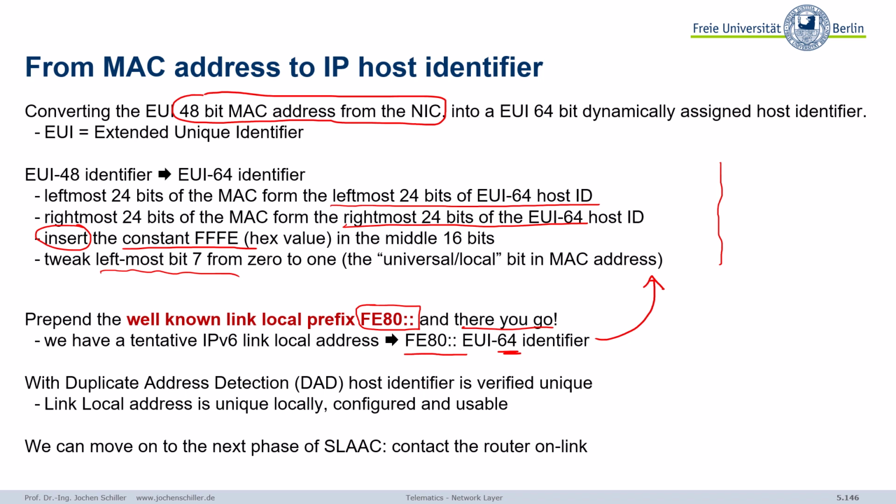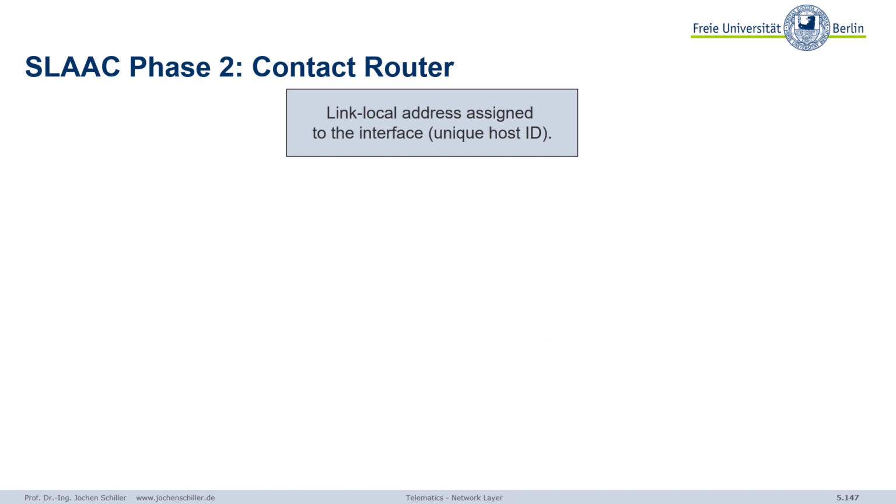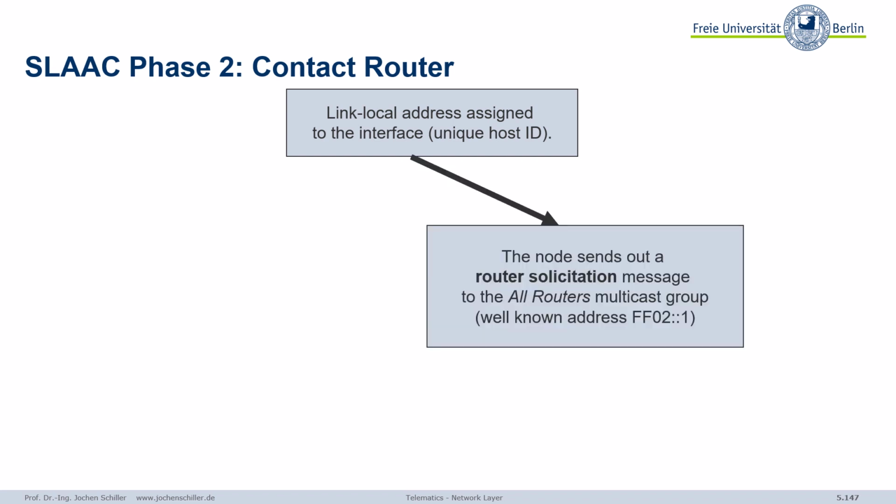So that's the idea. And now, having an IP address, we can work on with the network layer. You could also create this identifier differently, but this is one way it is specified. So we have to contact our router. We have our link local address, and now we ask, okay, we have to communicate with the outside world. So please, where's a router?